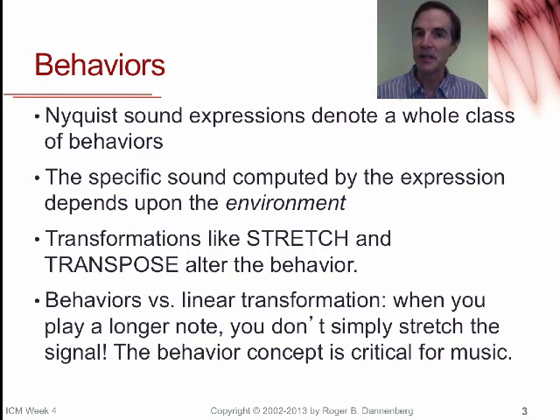So, as I said, a Nyquist sound expression denotes a whole class of behaviors. A specific sound is computed by the expression and depends upon the environment. So what's the environment? Well, the environment contains information about transformations like stretch and transpose that can alter behaviors. And again, in contrast to something very simple and naive like a linear transformation, a behavior can do anything. When you play a longer note, you don't want to simply stretch the signal. And so this behavior concept is really critical for music.